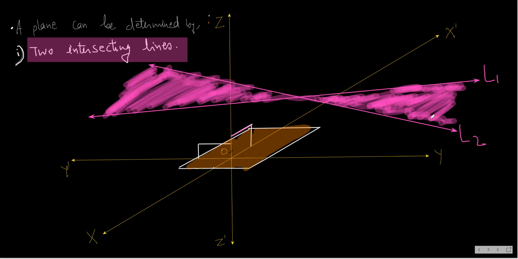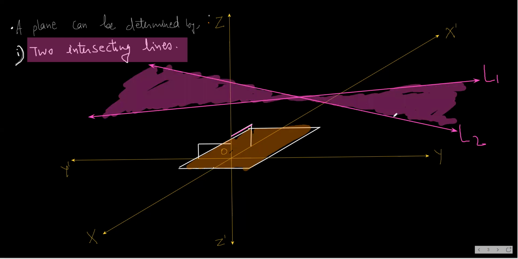The two intersecting lines, you can do this experiment. You can take two sticks, or you can take two pencils, and if those two pencils are intersecting each other, you will find that they make a plane. Any two intersecting lines, you can take two sticks, those two intersecting sticks will also make a plane. So here is a plane.